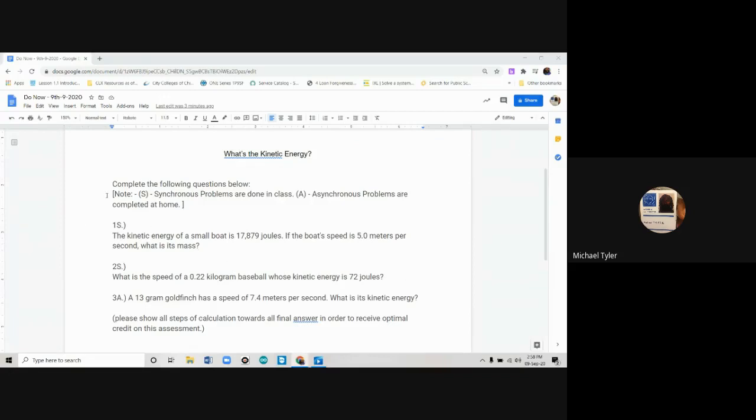I want to explain this, but I need a student to participate in reading it. So type in the chat. Don't speak at once. Type in the chat, and the first person to respond will read that for me. So who's first? I'll read it. Okay, that's fine. Go ahead and read what I highlighted. Synchronous problems are done in class. Asynchronous problems are completed at home.